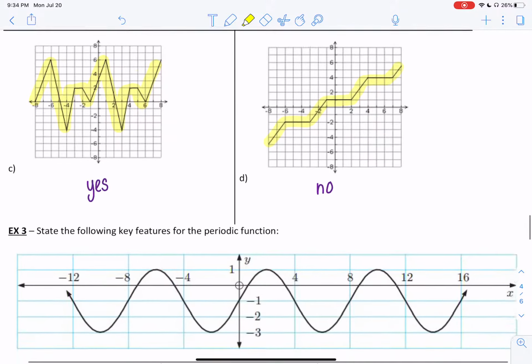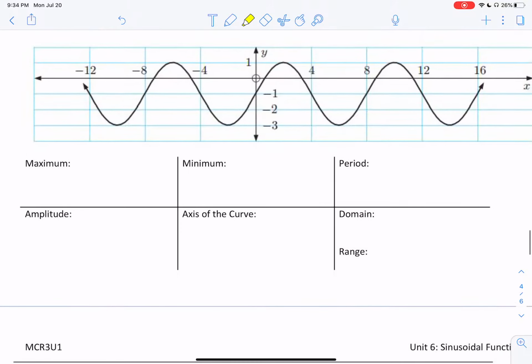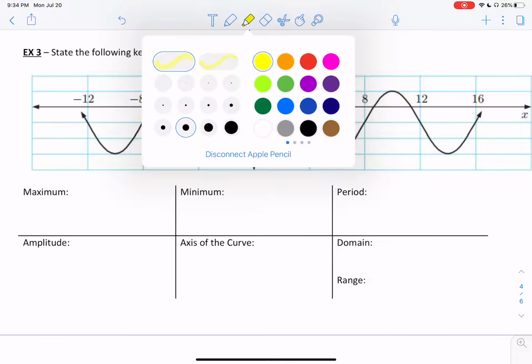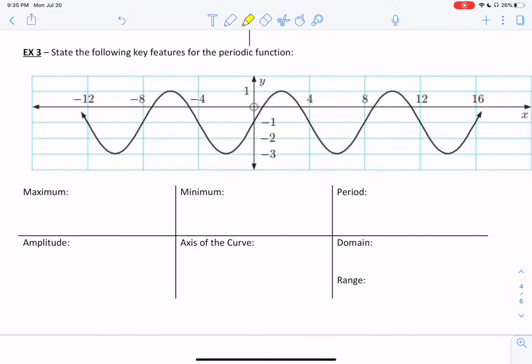Now, let's go through and state some of these key features of our functions. So the first one here, example 3, we're going to start by identifying our maximum and minimum. So I'm going to look here, I'm going to highlight my maximum point. So that would be here. How high do my curves or my waves go up to? So in this case, it will be 1. Now for my minimum, what's the lowest value of my y's? That would be down here at -3.